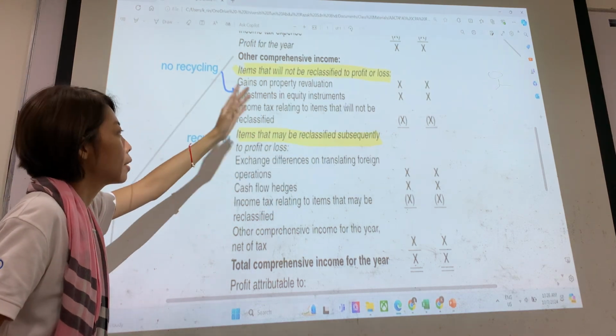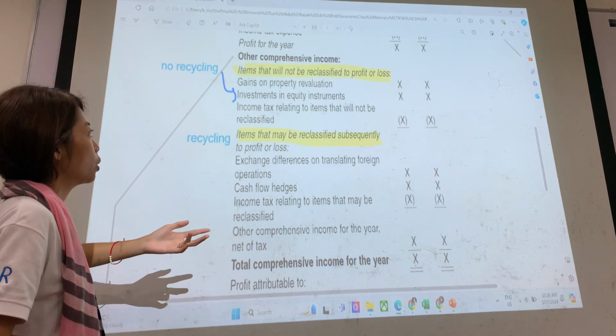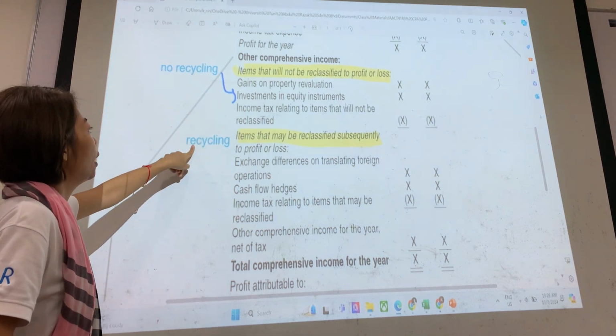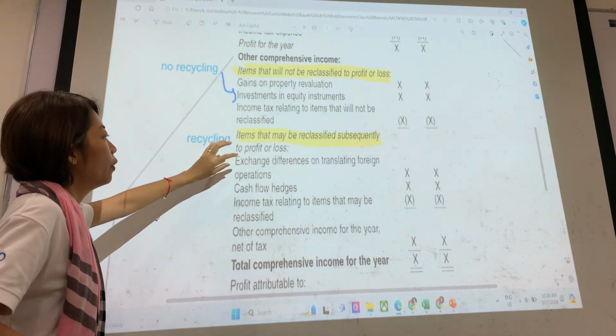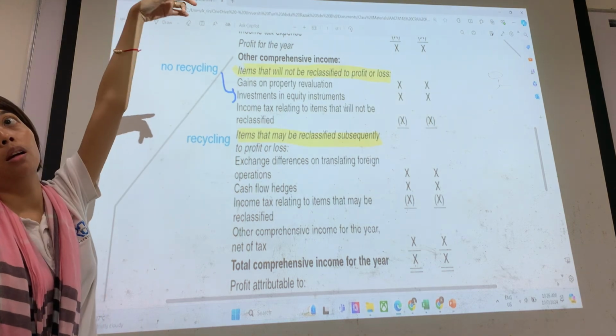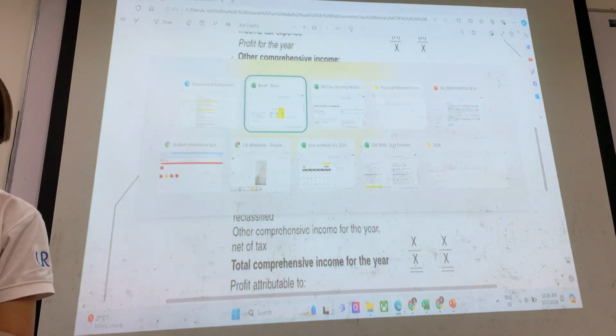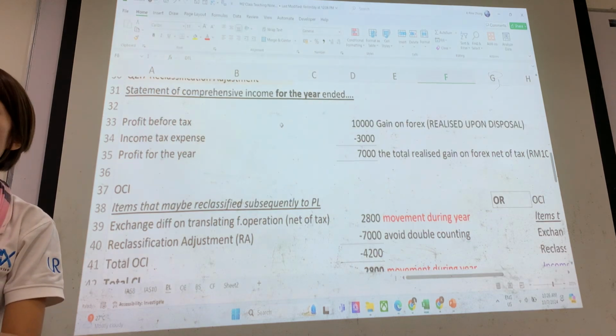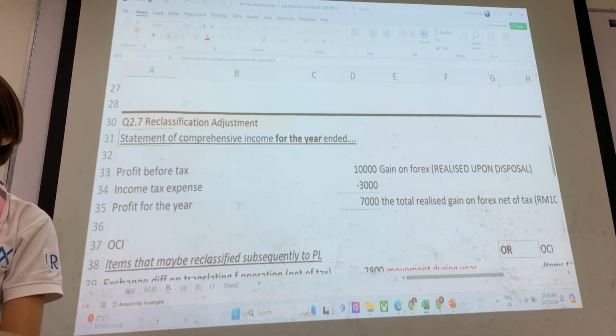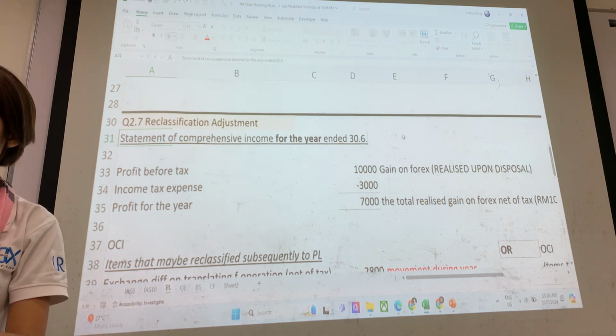So subsequently, which is today, we want to dispose of it already. Recycling means we will actually realize it up there. Okay. Now, if we want to do it like this, that means I'm just assuming the 30th of June 2023.